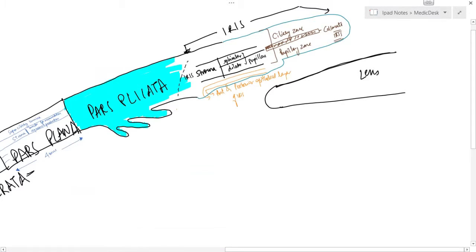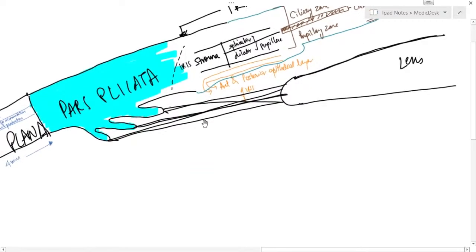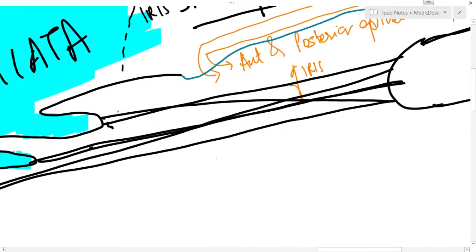Let us draw some ciliary zonules, ciliary ligaments to hold the lens. So these are the ciliary zonules or the zonular ligaments. Let us annotate this. These are ciliary zonules, also known as zonular ligaments that hold the lens.